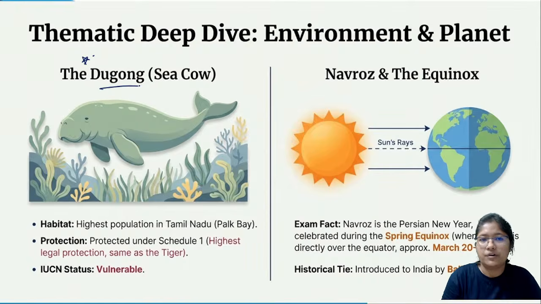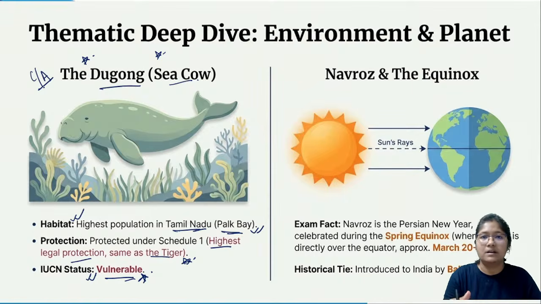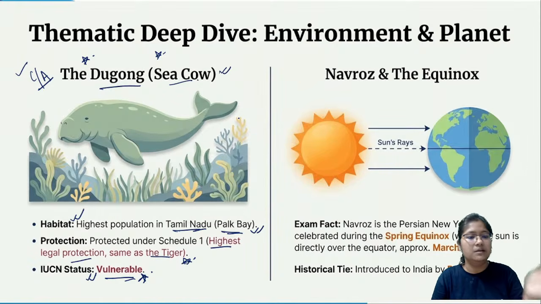Dugong was in the news for a long time, so they have asked about the sea cow, Dugong, the habitat, and the highest population, which is in Tamil Nadu in the Palk Bay. It is protected under Schedule 1, the highest legal protection, same as that of a tiger, and the IUCN status is vulnerable. So again, from current affairs, it is not like it is there in one month of current affairs just like that. It has been in the news for quite some time. So after it being in the news repeatedly, they have asked about this, right?